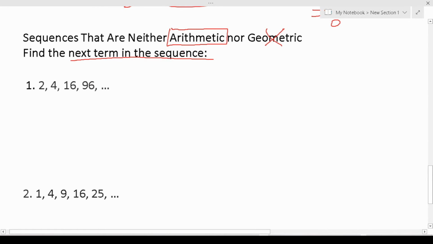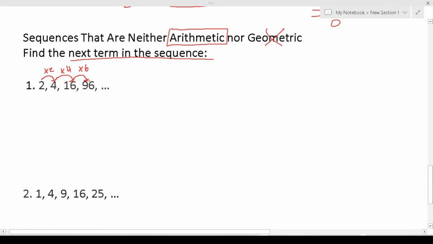And again, if it's not arithmetic or geometric, we don't know if it's going to be a constant that's going to get us from 2 to 4 and 4 to 16. So let's take a look at this one. Some people are very good at recognizing these patterns, and other people have to play with the numbers a lot before they see the pattern. In this case, I know to go from 2 to 4, I have to multiply by 2. To go from 4 to 16, I have to multiply by 4. And to go from 16 to 96, I have to multiply by 6.